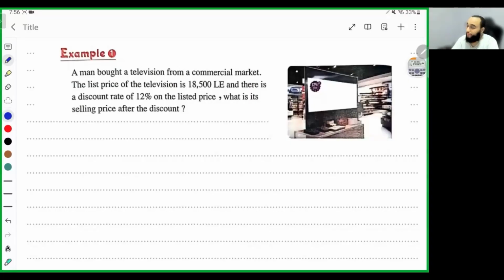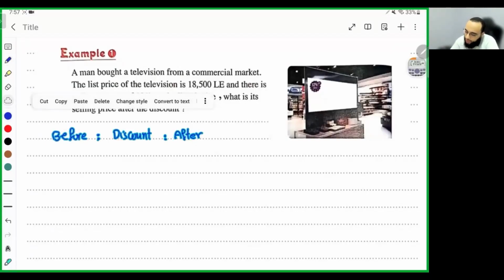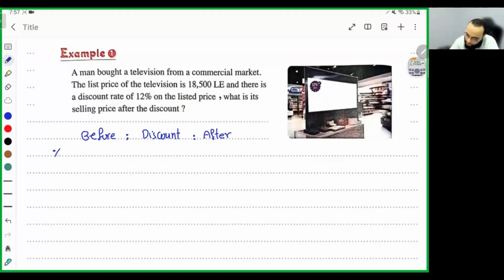If you have a discount question like that, the most important thing is to determine the type of the question. Is it a discount question or something else, like the questions we will study after that? Right now, the type of this question is the discount question. The first thing you have to do is write: before the discount, the discount itself, after the discount. And then we have 2 lines: a line for the percentage, another line for LE, the money.